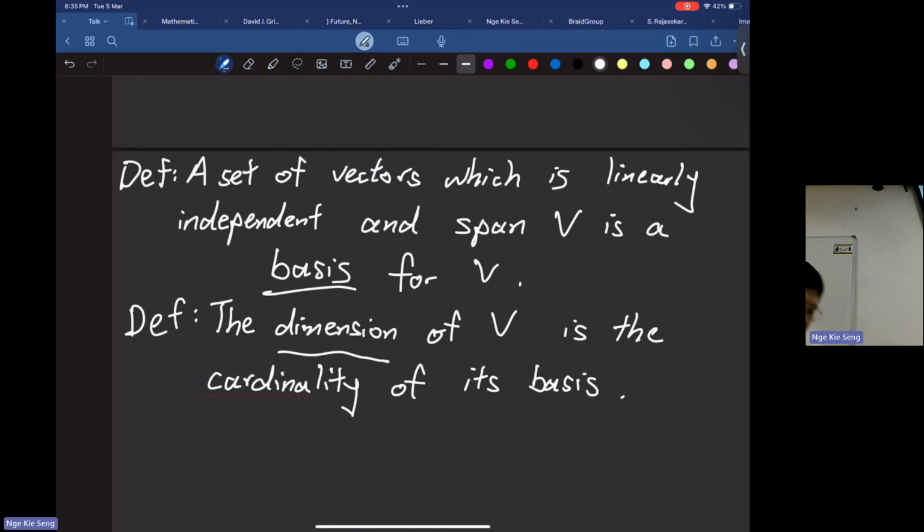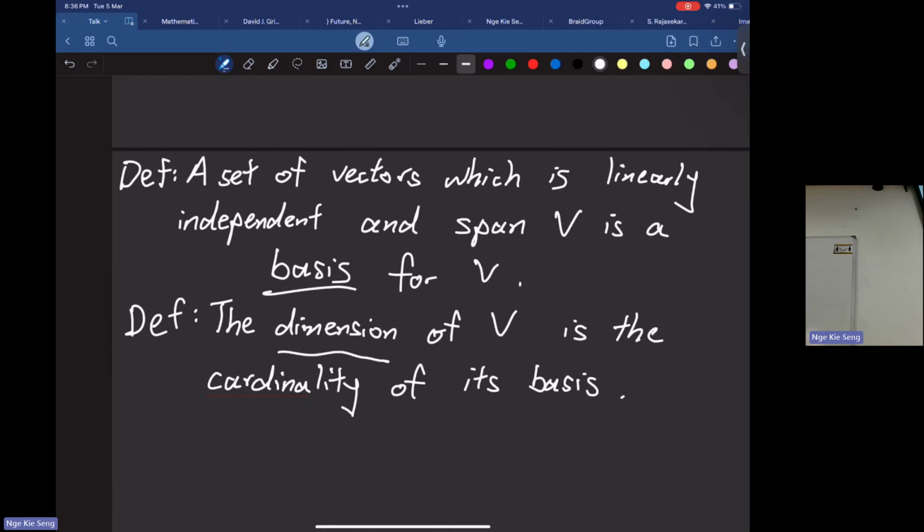So for example, R2. What's the dimension of R2? R2 is a vector space. What's the dimension of R2? 2. Why? Two elements in the basis. So what are the two elements in the basis? What's i and j?